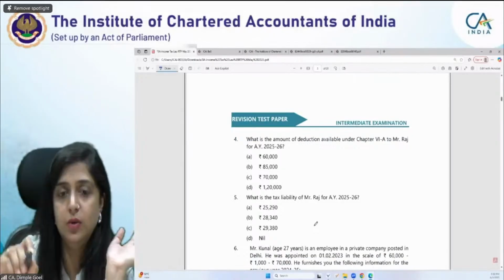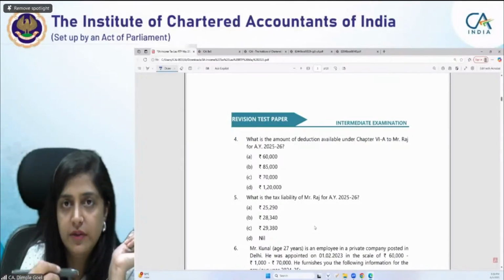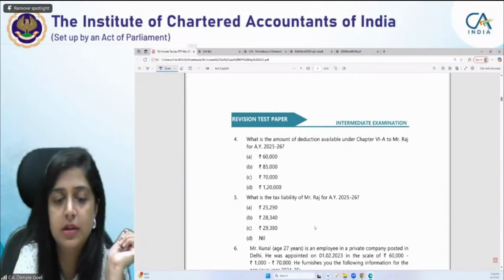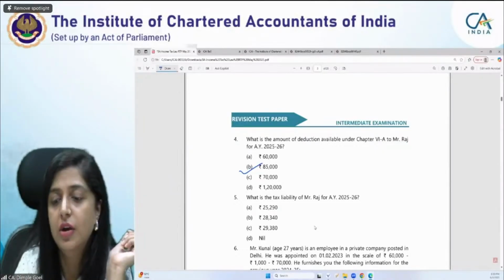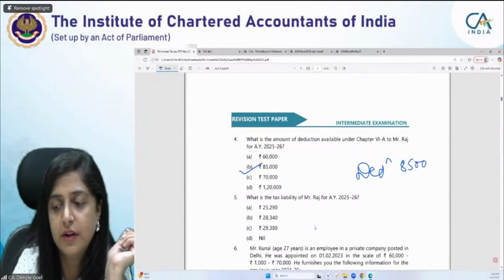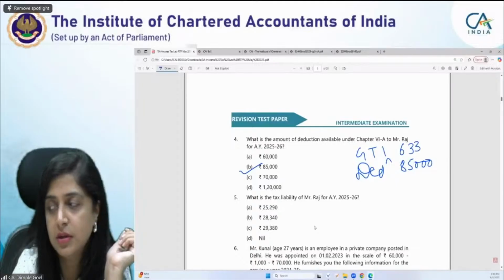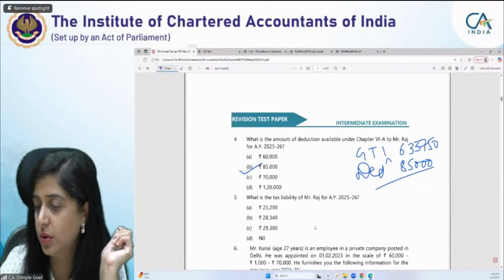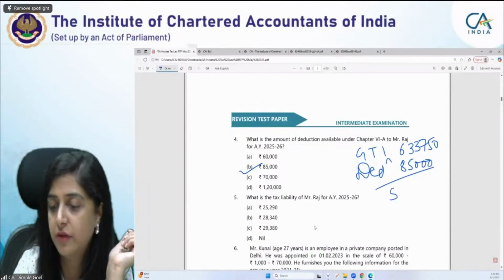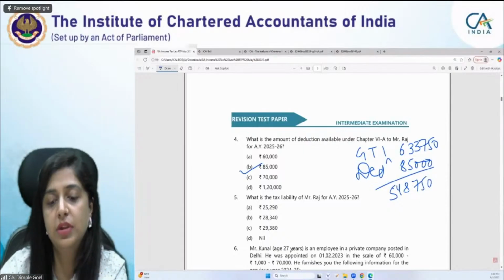I'm just telling you the correct option so that we can move to the next MCQ, for the tax liability. The correct answer in this case is 85. So the deductions you have to give are 85,000. Your GTI is 6,33,750. So what will the total income be? 548,750.